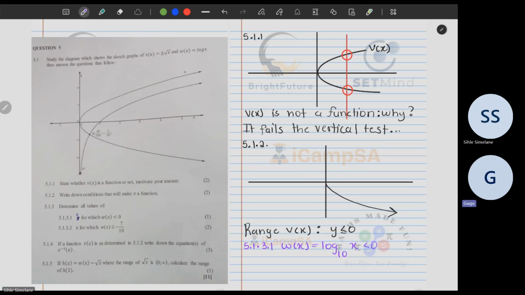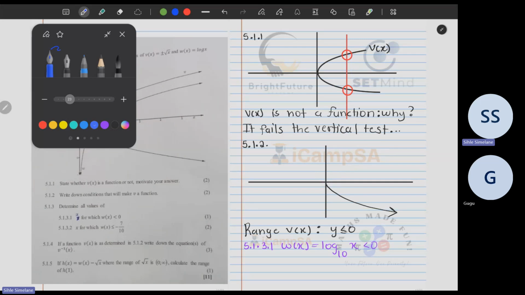Why are we assuming that we have a base 10? It is because that is what your curriculum dictates, that you have a base 10 when you have a log that has nothing. Okay. So you should make notes of that, okay?